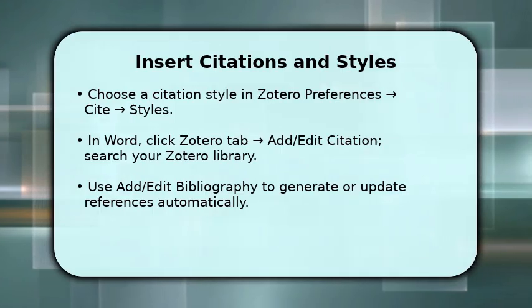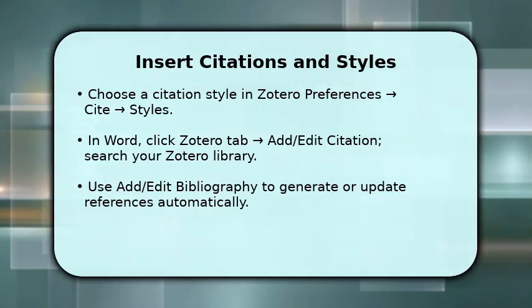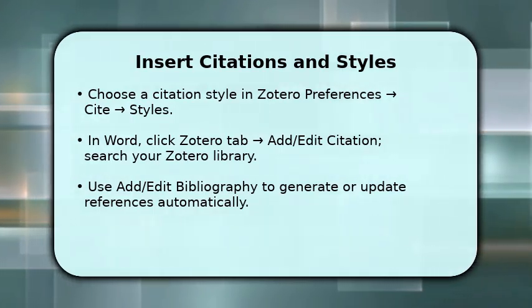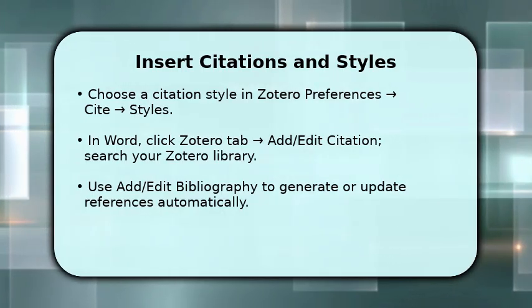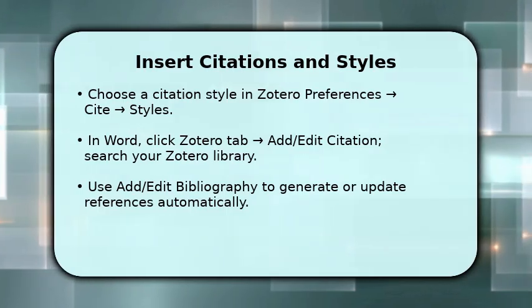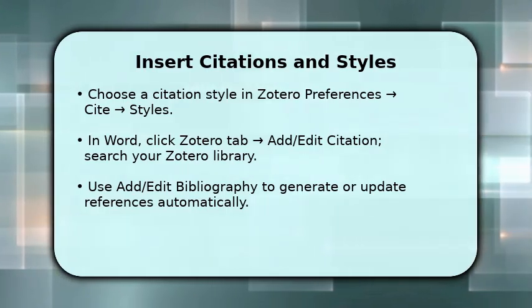In Word, place the cursor where a citation goes and click Add/Edit Citation. A small search box appears. Type an author, title, or tag and select the item to insert. You can add multiple items and edit them in place.